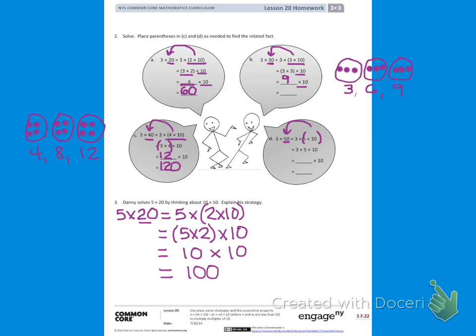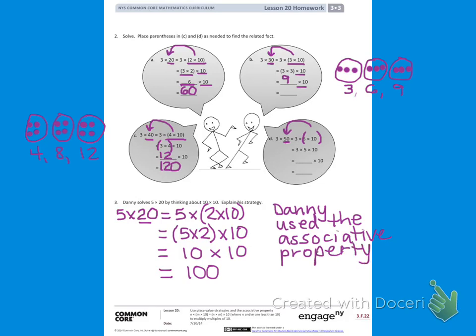Over here I'll write down that Danny used the associative property to solve the problem.